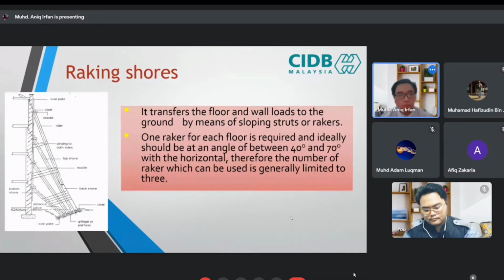For the raking shore, we transfer the floor and wall loads to the ground by means of sloping struts or rakers. One raker for each floor is required and ideally should be at an angle of between 40 degrees and 70 degrees to the horizontal. Therefore, the number of rakers which can be used is generally limited to 3.